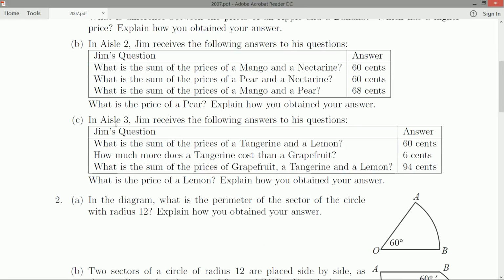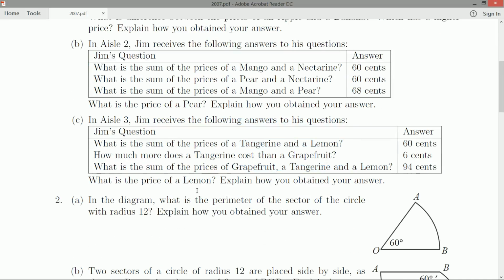So, C. In aisle 3, Jim receives the following answers to his questions. What is the sum of the prices of a tangerine and a lemon? 60 cents. How much more does a tangerine cost than a grapefruit? 6 cents. What is the sum of prices of a grapefruit, a tangerine, and a lemon? 94 cents. What is the price of a lemon?